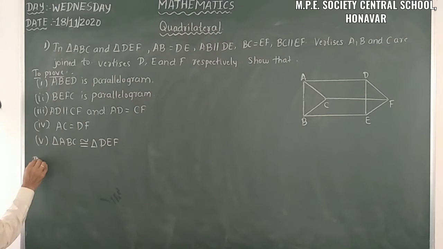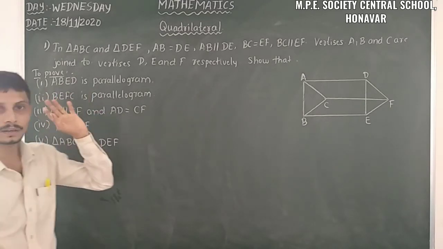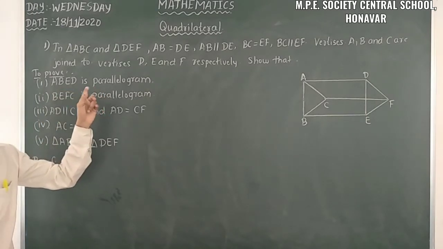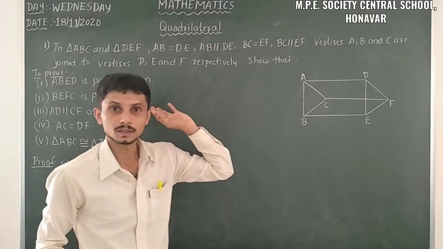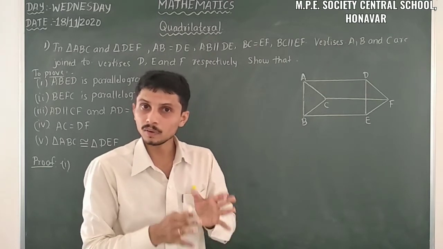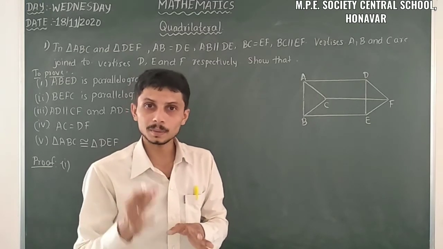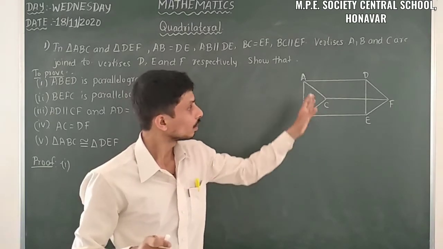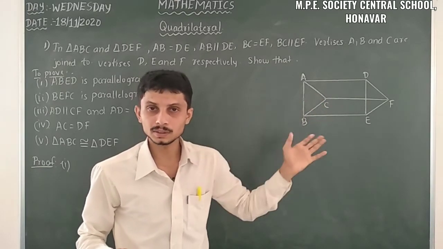So let us take the proof. I will take the first proof: ABED is a parallelogram. Here we have to prove ABED is a parallelogram. We already know theorem 8.8: in a quadrilateral, if a pair of opposite sides is equal and parallel, then we can consider the whole quadrilateral a parallelogram.